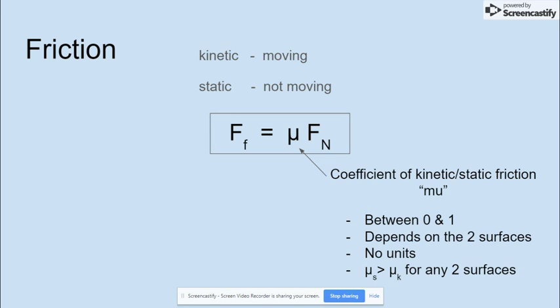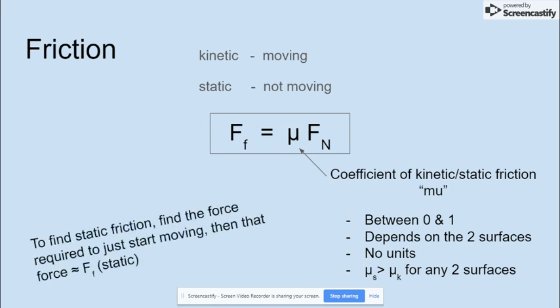And another nice little tidbit, like I was saying before, that mu s, that coefficient for static friction, is always going to be greater than that mu k, that coefficient for kinetic friction, for any two surfaces. Anything when you start it going is going to be a little bit more difficult than when it is already moving. If we ever do want to find that static friction, you want to figure out what that is.